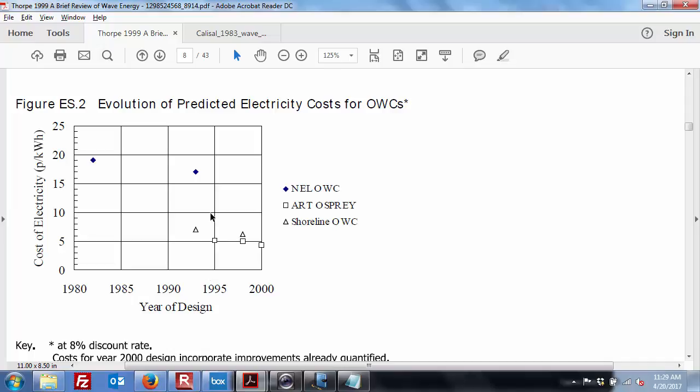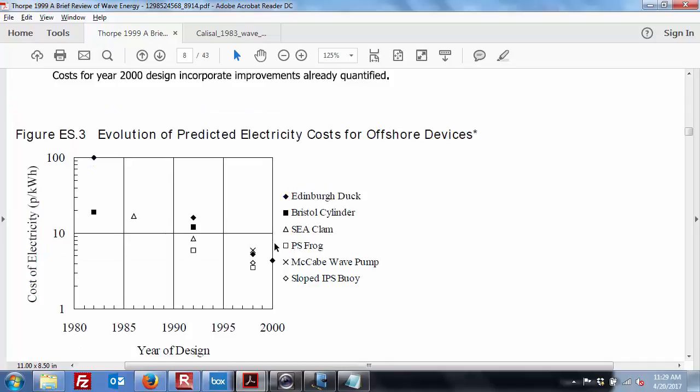Montana's somewhere down here. You can see earlier, they were more expensive. Now as the technology advances, just like we've seen in solar and wind, the price per kilowatt hour comes down. Cost of electricity, again, it's coming down. These are specific. There's the Edinburgh duck bobbing back and forth.